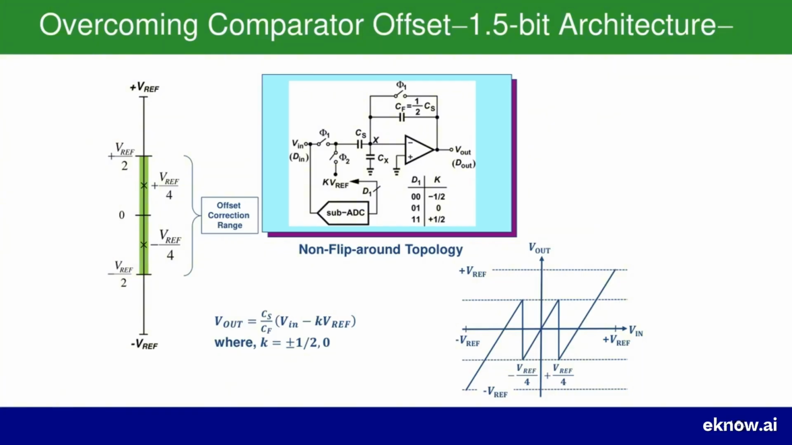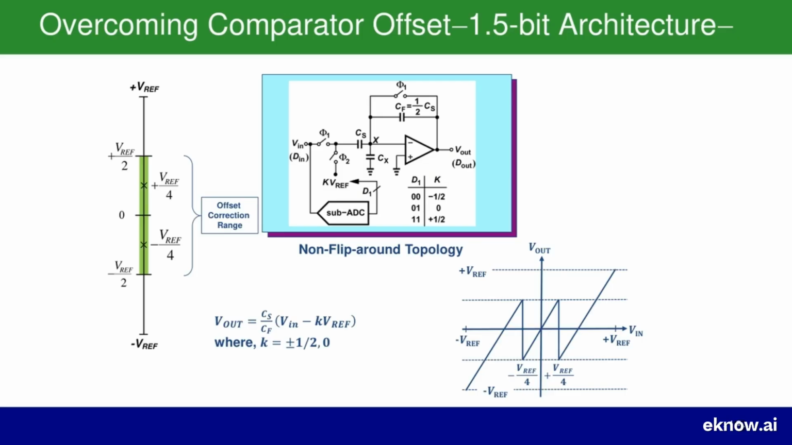Instead of having just one comparator with a threshold at 0, we now have two comparators with thresholds set at positive VREF/4 and negative VREF/4. This creates three distinct regions for our input signal. The space between these two thresholds is our offset correction range. This range gives us some wiggle room or margin for the comparator's actual switching point to drift due to offset without causing a catastrophic error.